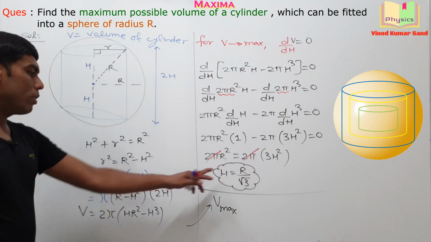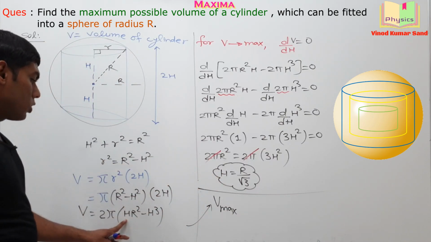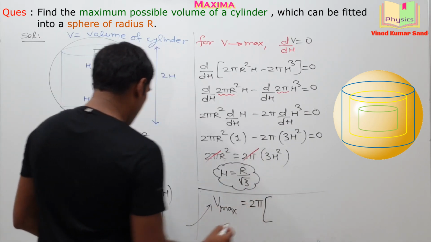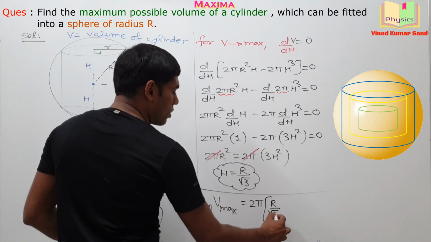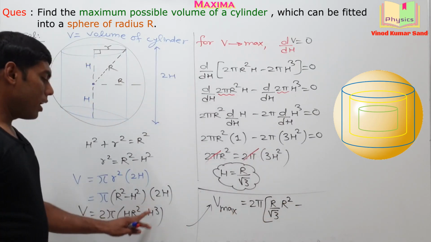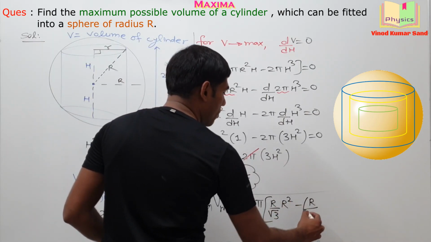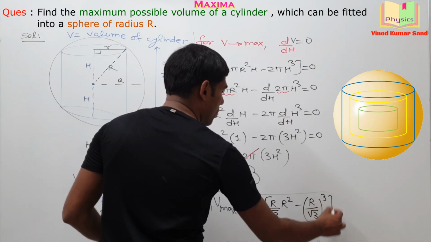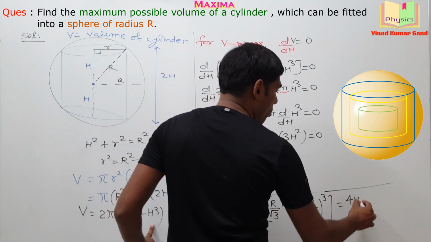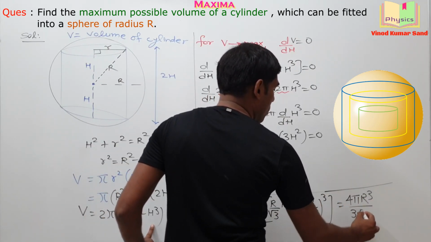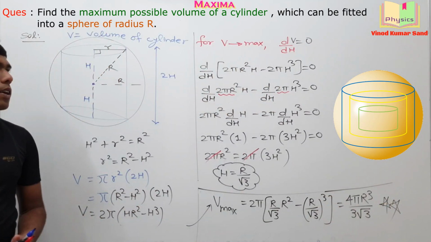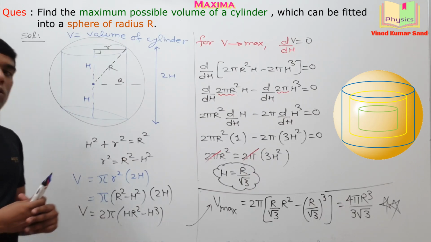For maximum volume, we'll substitute this value of h in this function. So Vmax is equal to 2 pi, and h is written as R by root 3, multiplied with R square minus (R by root 3) whole square. I hope you get this computation. When you simplify, it will be 4 pi R cube by 3 root 3. It's a pretty important answer.